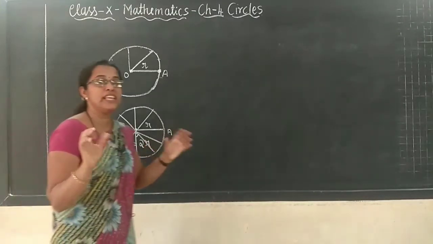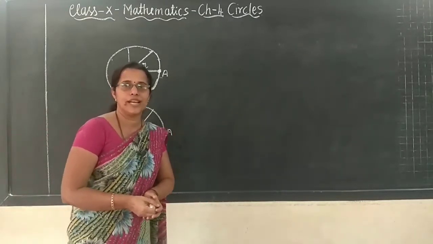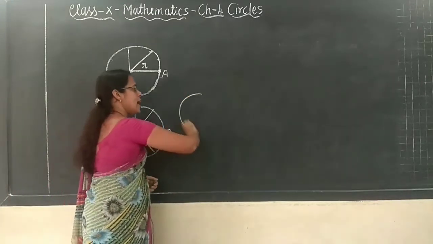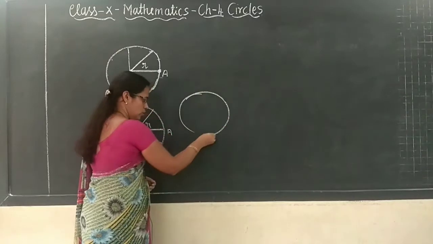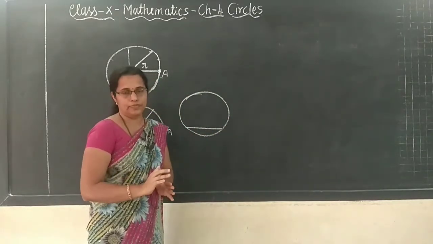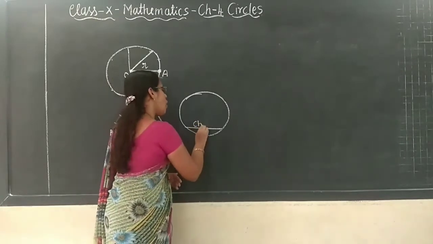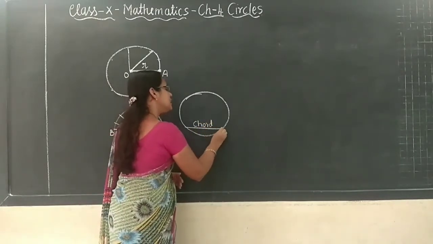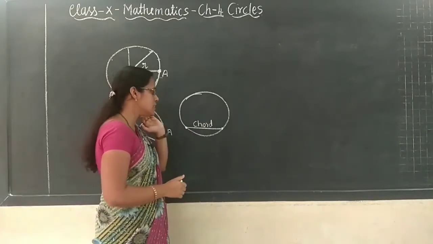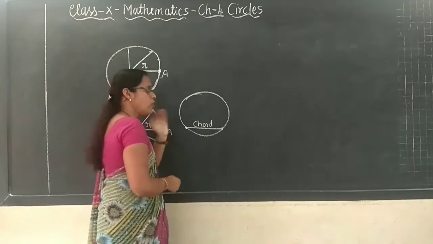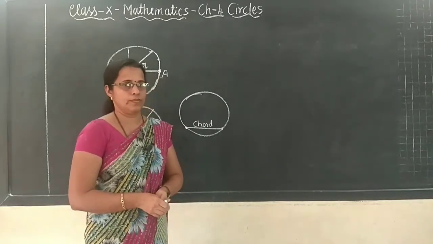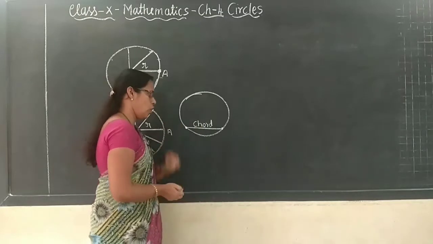The diameter is called the biggest chord, the longest chord. The longest chord is called the diameter. If a line does not pass through the center, that's just a chord. So this is a chord. It intersects the circle at 2 points. Okay children, so this is called a chord. How many chords can be drawn? An infinite number of chords can be drawn. So this is about the chord.